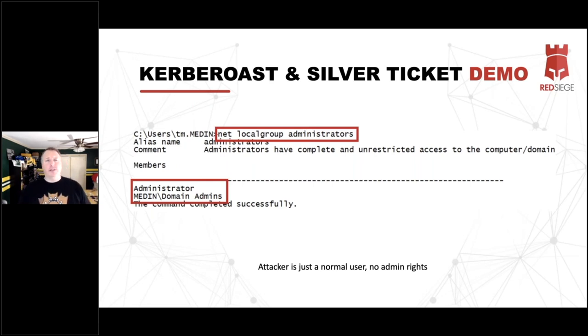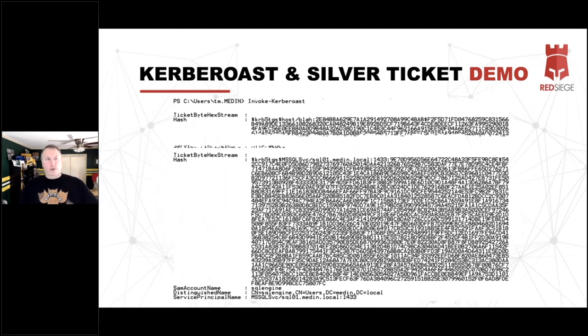Number of different ways we can extract this. Here I just sort of truncated it a little bit for the sake of space. But in this case, I use Invoke-Kerberoast to extract the ticket. So here essentially is the ticket that I would get for that target service, right?